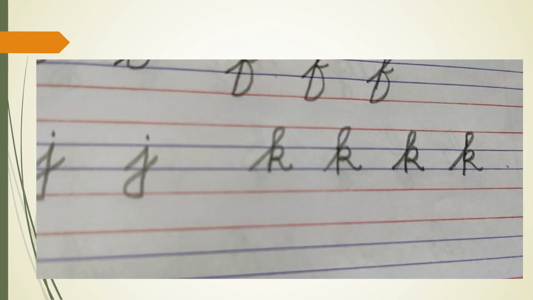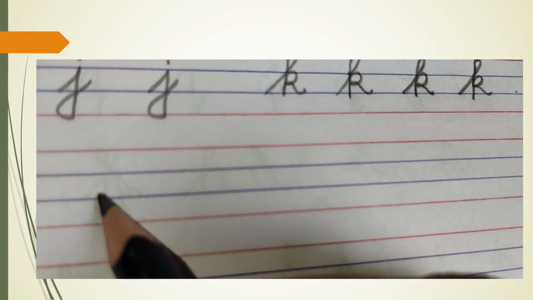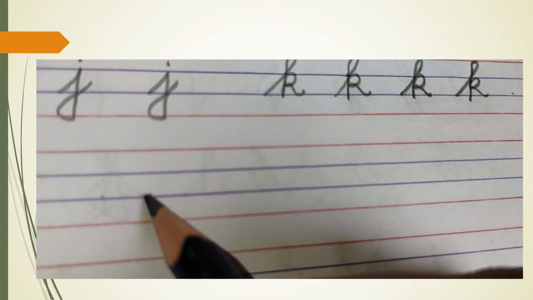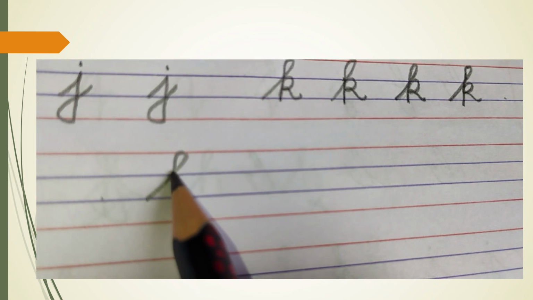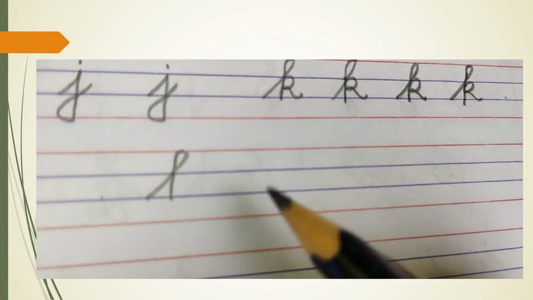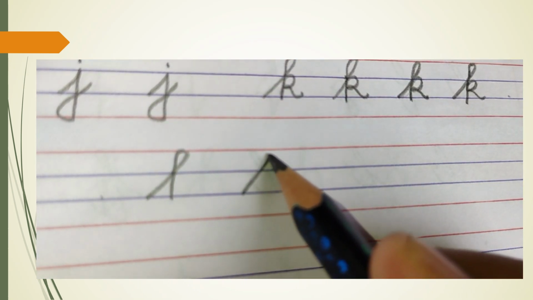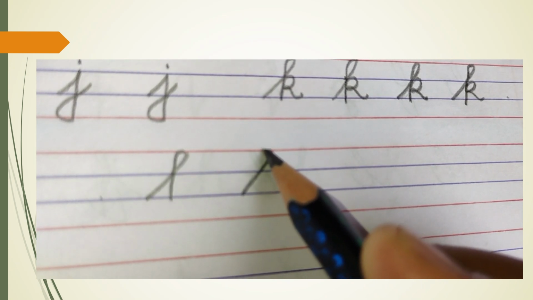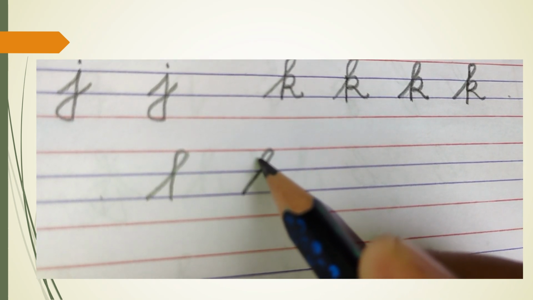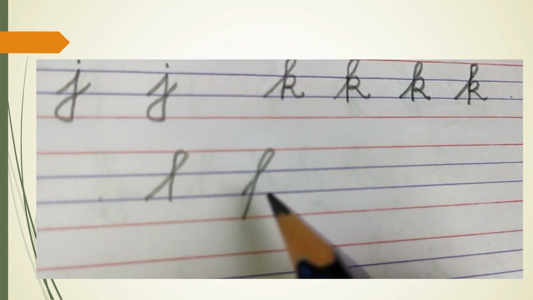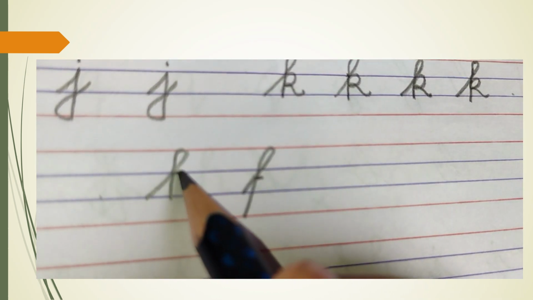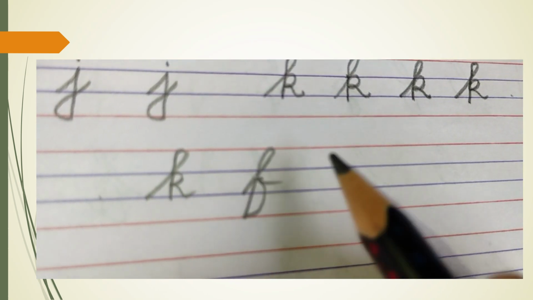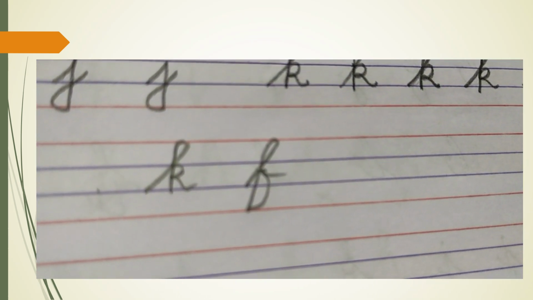You will take here a small curve. Small curve. When it is coming straight, it will intersect here. Small curve. When it is a little slanted, then the intersecting point will come here in the second and third. Okay, this will help you to write F and this will help you to write K.